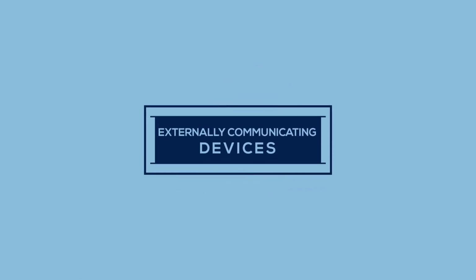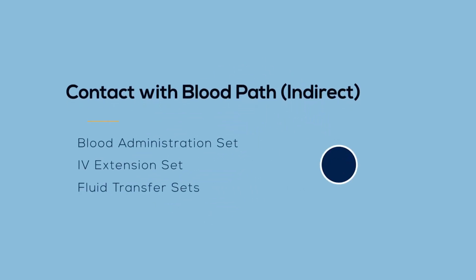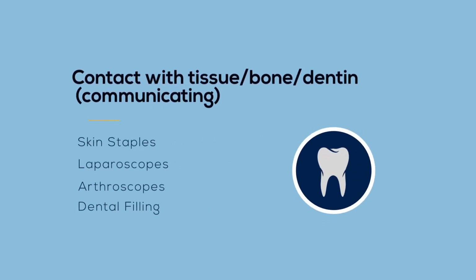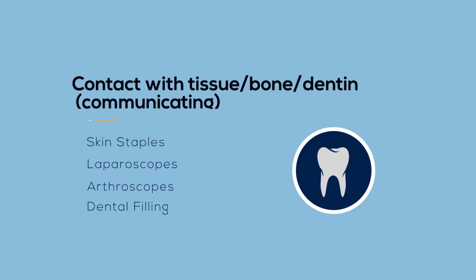The second material category is externally communicating devices which may contact the body in 3 different ways. Indirect blood path contact is the simplest of these and will require specific hemocompatibility testing prior to use. For devices such as skin staples, dental fillings and endoscopic instruments, which are in contact with bone and soft tissue, implantation testing may be required, depending on the duration of use.